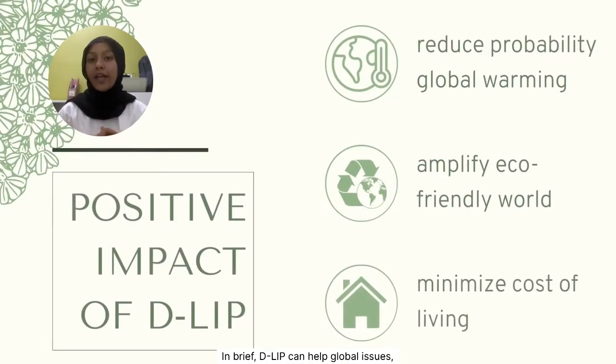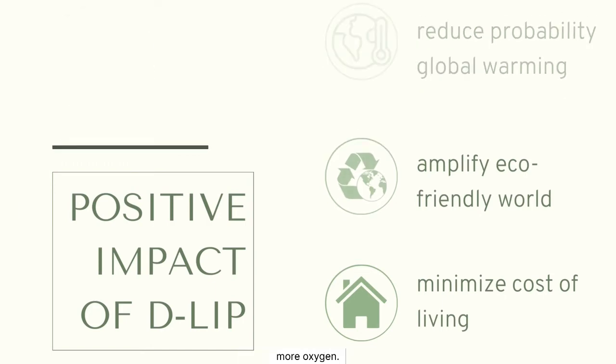In brief, Dilip can help global issues, which is global warming. You know, global issues are very serious issues since it can increase our Earth temperature. So how can Dilip actually help global warming? Dilip will use leaves instead of logs. That means fewer trees are cut down. Thus, more trees will absorb carbon dioxide, one of the gases that is trapped in the atmosphere, contributing to the increasing of Earth temperature. More trees equals more carbon dioxide absorbed, so less carbon dioxide and more oxygen.